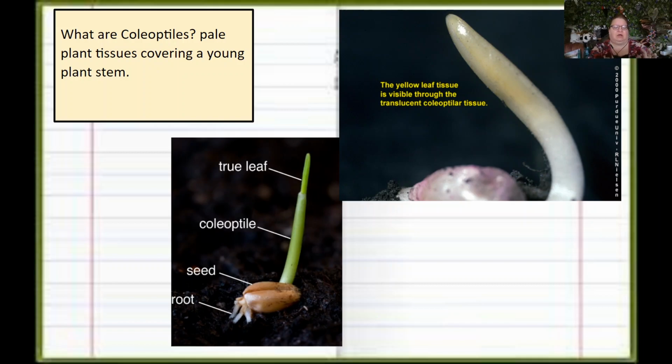Now, a quick review of a term you're going to hear. You're going to hear a term called coleoptile, and a coleoptile is a very young emerging plant tissue. It covers the stem, and these were one of the first experiments done with hormones. So when you hear that in the videos, just understand that, think a little plant emerging from the ground, and that's a coleoptile.